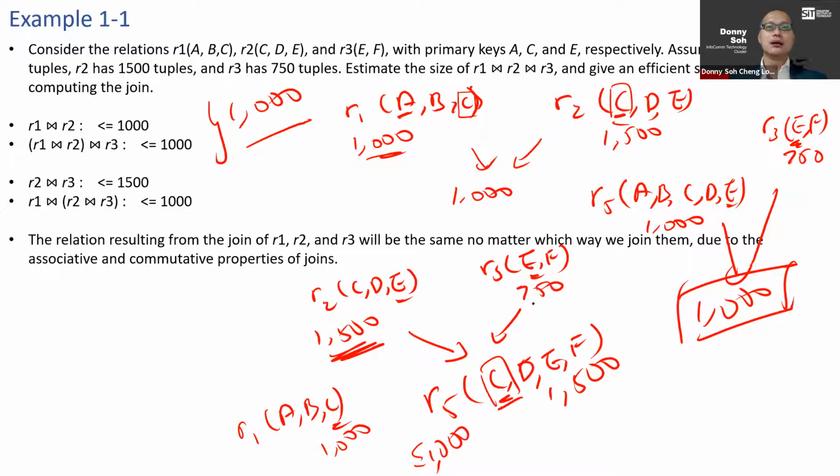So actually, of course, the resultant will be the same. But from here, we can tell that this will probably be the better join order. Just from this simple heuristic, this will probably be the better join order because the intermediate step is going to be less.